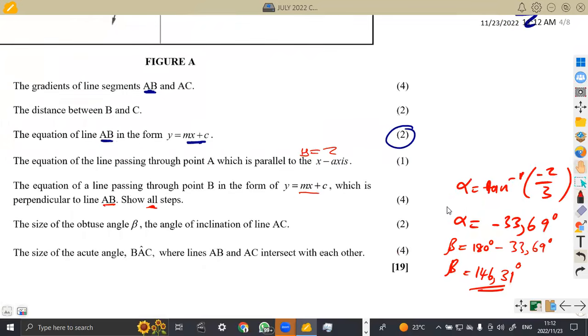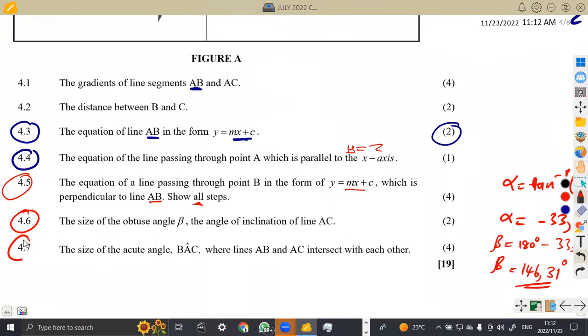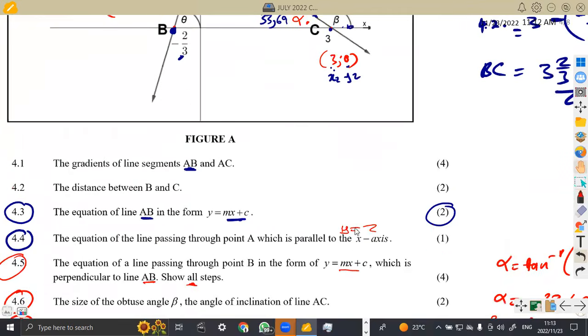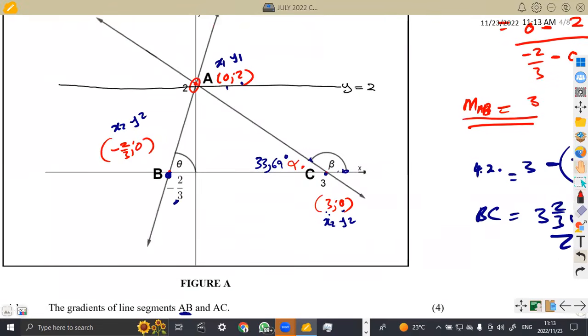We move on to the other part, which is 4.7. The size of the acute angle BAC where lines AB and AC intersect each other, for 4 marks. Okay, so BAC, let's see from our diagram. This is B, A to C, so we are referring to this angle here. That's our BAC. It is going to be easier to find this angle if we have the angle theta, the angle of inclination of line AB. So you can calculate angle theta first.